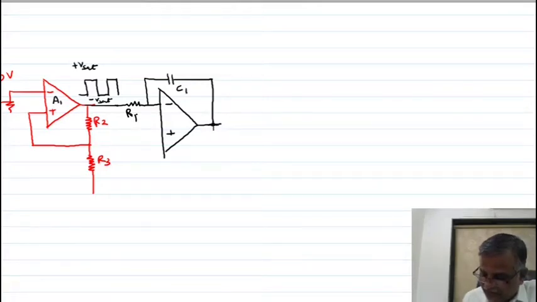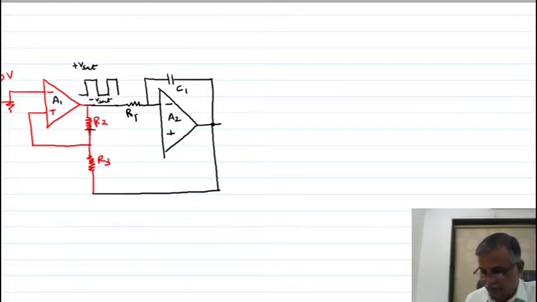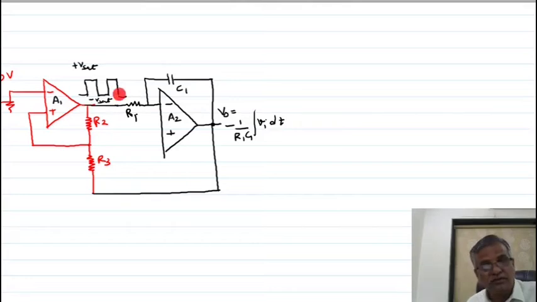See, this output of the A2 is fed back to A1 through a potential divider network consisting of resistors R2 and R3. Here you will get minus 1 upon R1 C1 integration of Vi into dt. This is your input voltage for A2, the input voltage is this square wave.